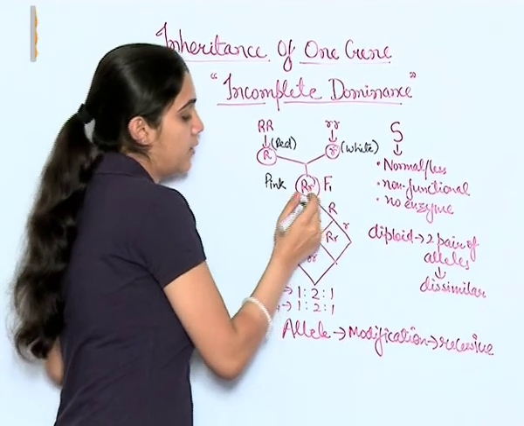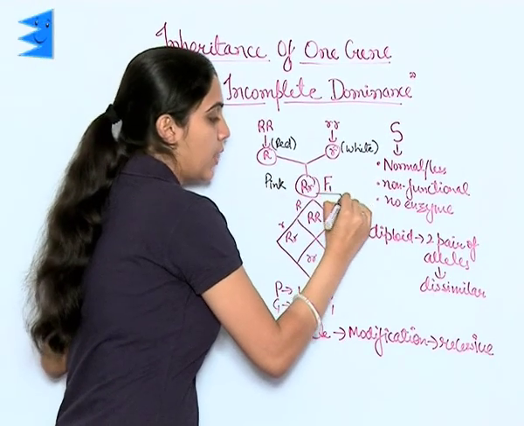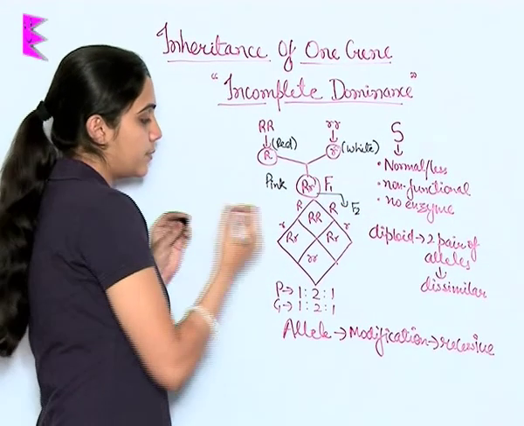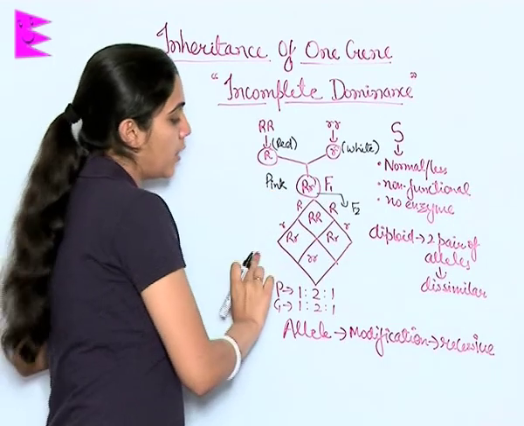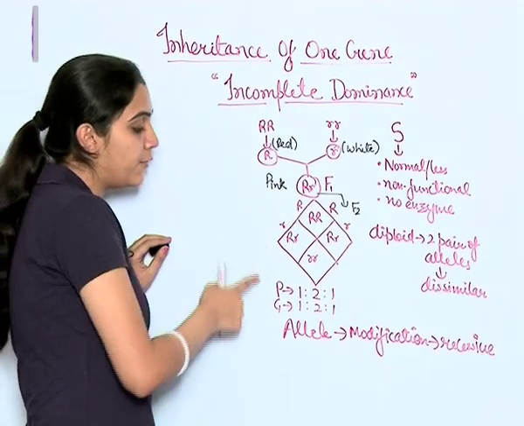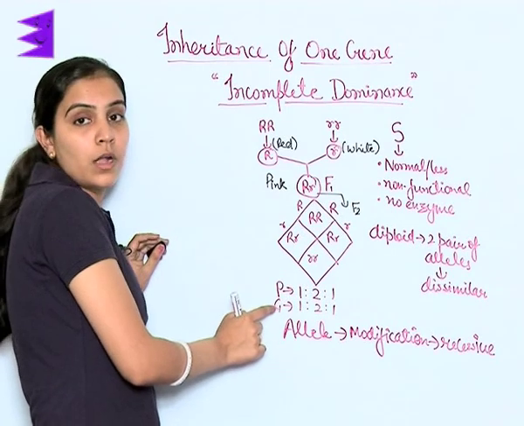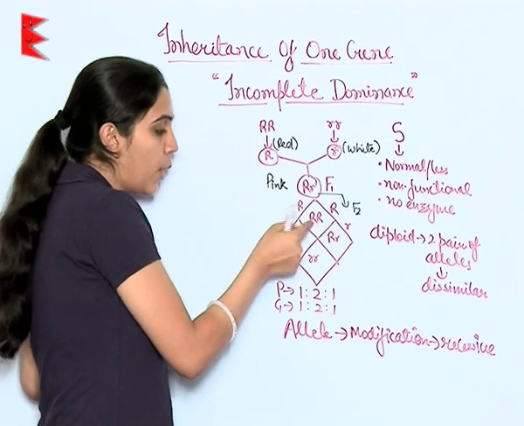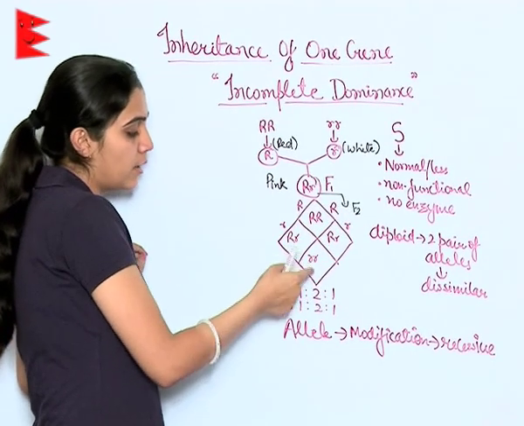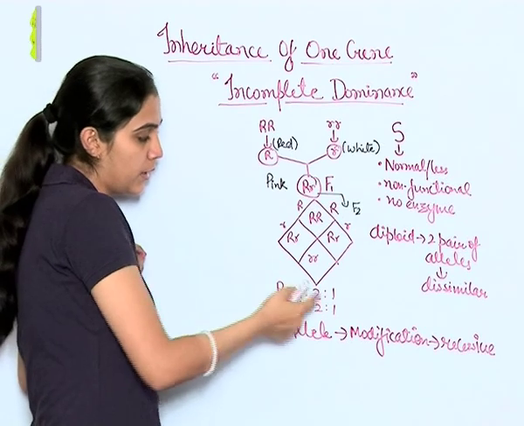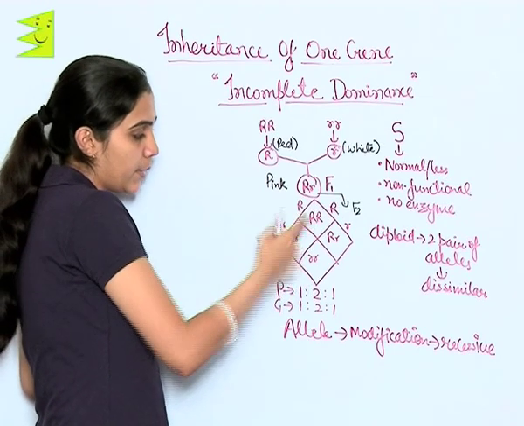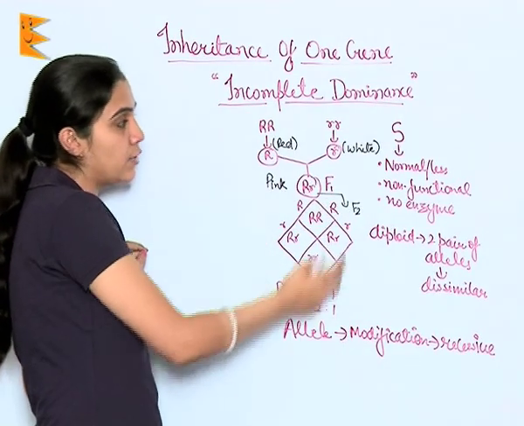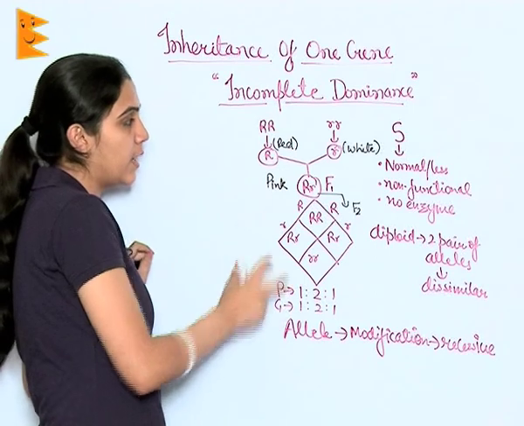When we further took it down to the F2 generation, we observed that these are the gametes. Now what we observed is that the phenotypic ratio is equal to the genotypic ratio, that is 1 red, 2 pink and 1 white is visible, and as you can say 1, 2 and 1. So the phenotypic and genotypic ratio are similar.